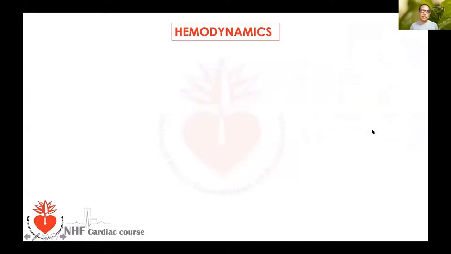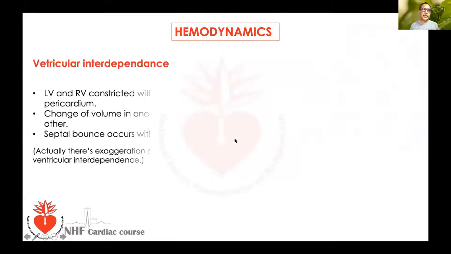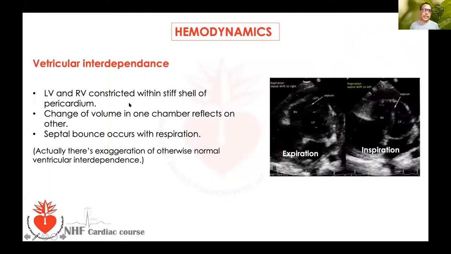So in short, what happens here is called ventricular interdependence. Both RA and RV are constricted within a stiff shell of pericardium. So change of volume of one chamber reflects on the other. And so the septal bounce occurs with respiration. Actually, this is the exaggeration of otherwise normal ventricular interdependence. As you can see here, during inspiration, the septum is pushed towards LV, and during expiration, the septum is pushed towards RV. This is called ventricular interdependence.